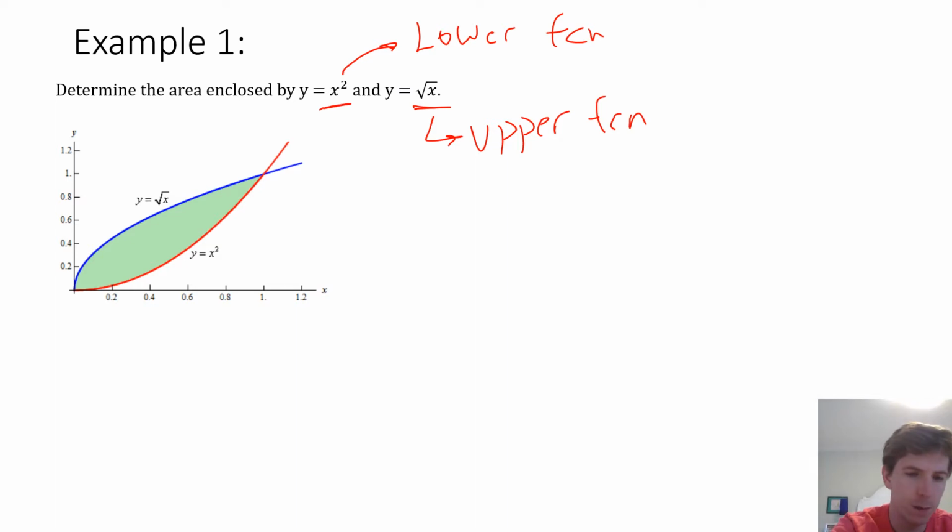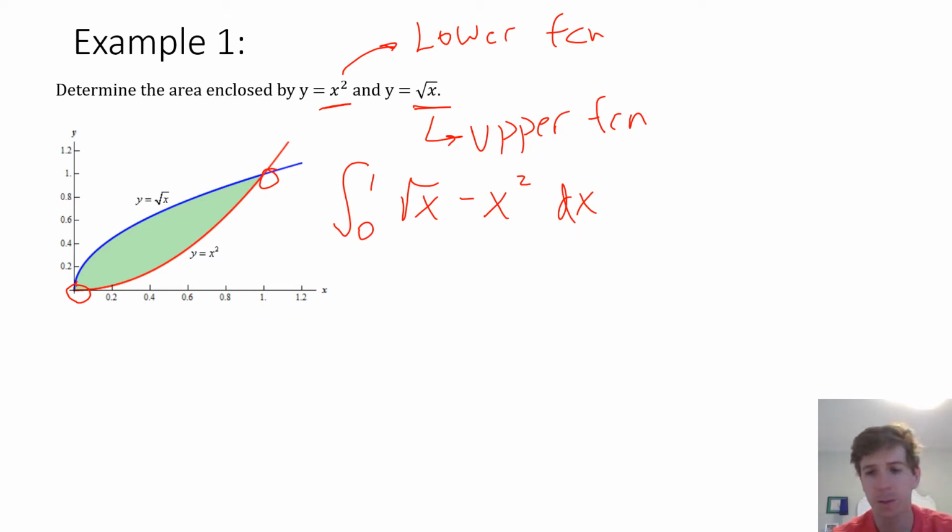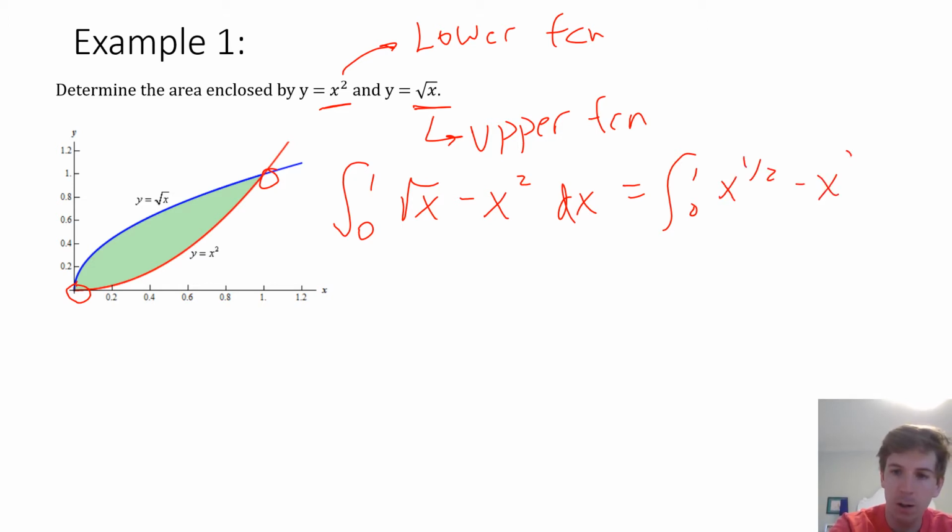Okay, our limits of integration. Well, our x value here is 0, our x value here is 1. So setting up that definite integral, it's going to be from 0 to 1 of upper minus lower. So in this case, square root x minus x squared dx. After you have that set up, the hard part's over. All we need to do now is just integrate. So it's from 0 to 1, x to the 1/2 minus x squared dx.